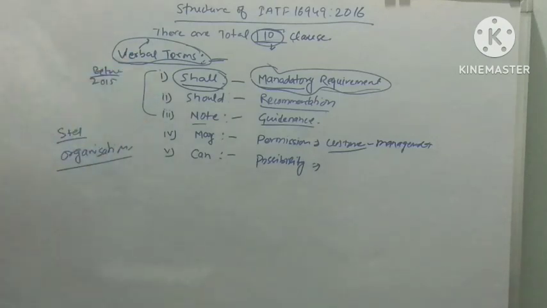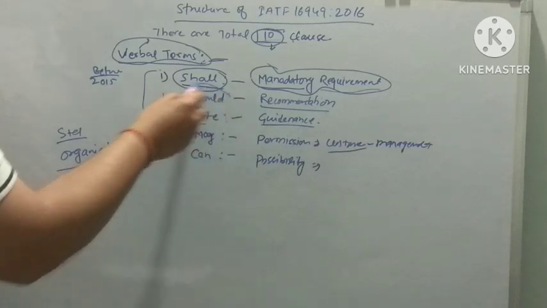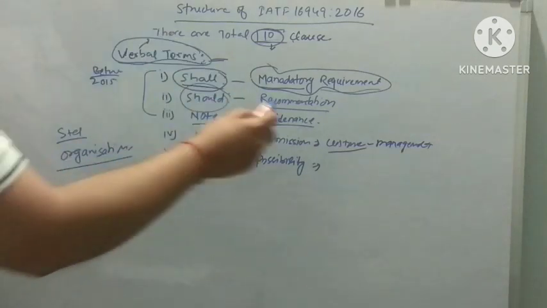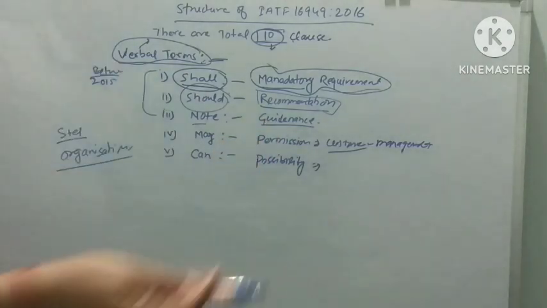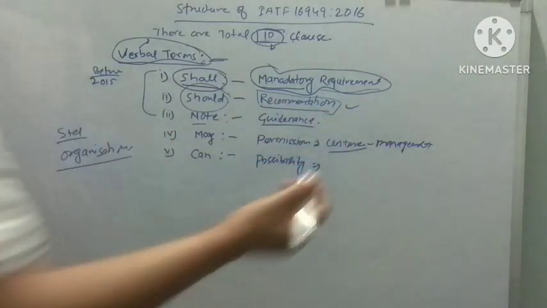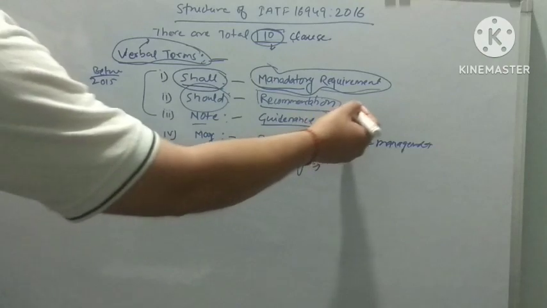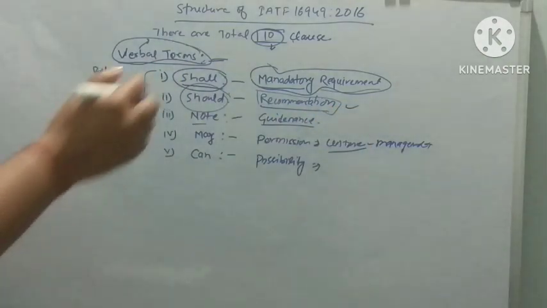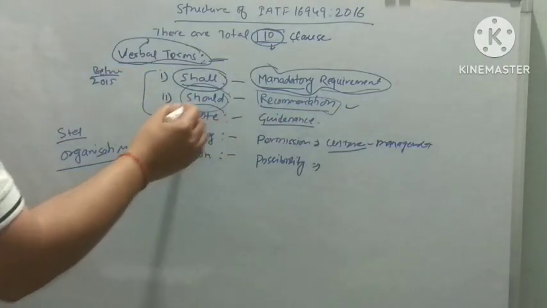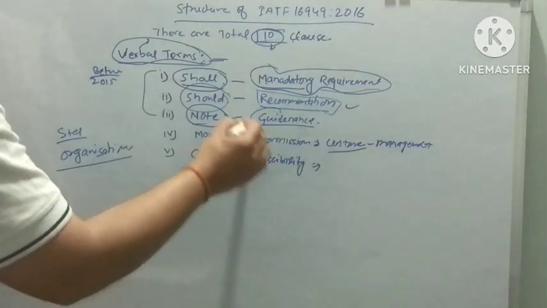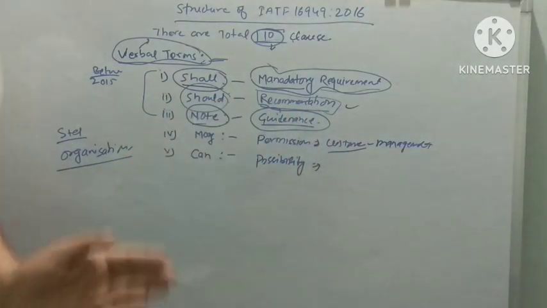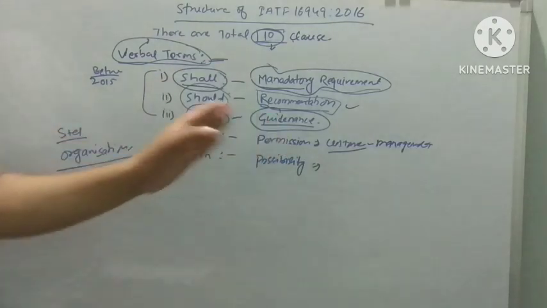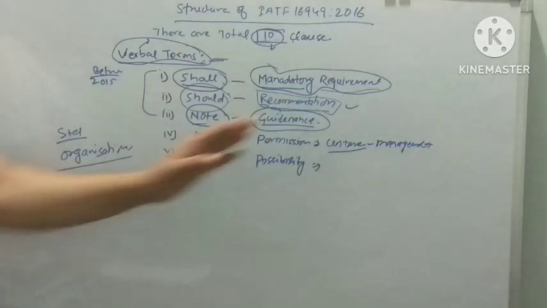Next one is should. Should means recommendation. Recommendation means you can do it or you cannot do it. If you do it, it is good. If you do not do it, then there will be no NC in the system. Third one is note. Note means guidance. If there is any confusion or if there is something written, you can get guidance from the note.